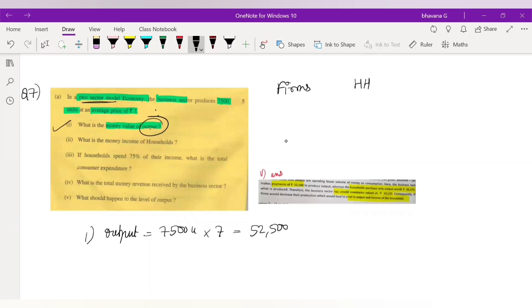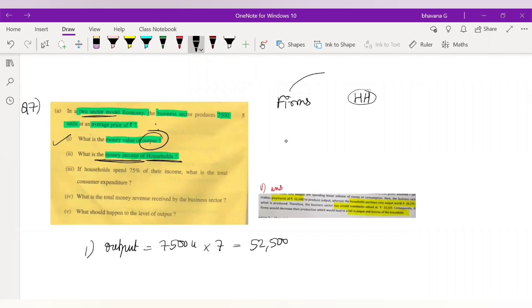So next what they tell you is what is the money income of households. So what happens in a two sector economy is that the households provide a few factor services to the firms, for which the firms pay them in return. Okay, the firms pay the households for the services in return, which is known as factor payments. So that is what they are asking here, what are the factor payments? That means what is the money income of the households, they are asking this.